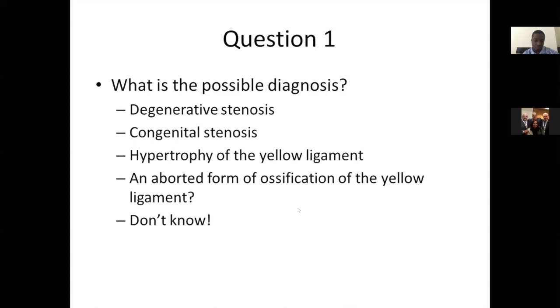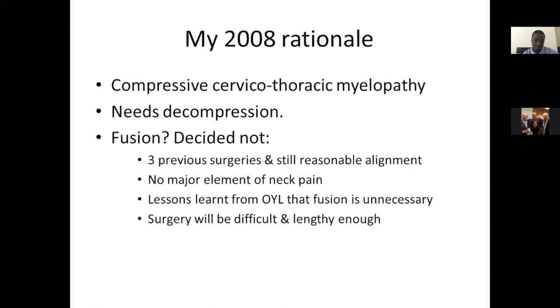Okay, so this is my rationale at that time, 2008. This was a compressive cervical thoracic myelopathy. It definitely needs decompression. The question was to fuse or not. I decided not to because after 3 previous surgeries, there was still a reasonable alignment as shown on the x-rays and on the sagittal CT.